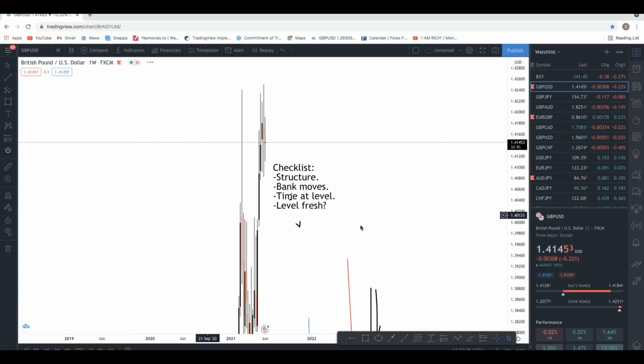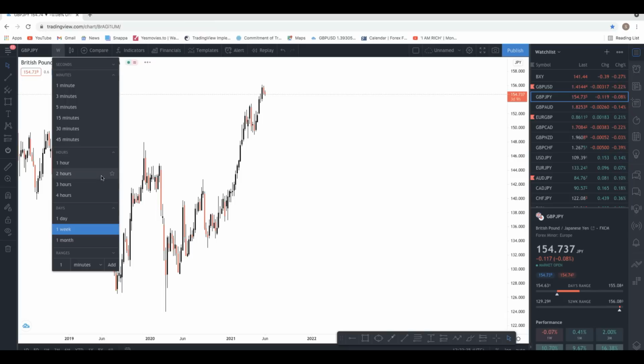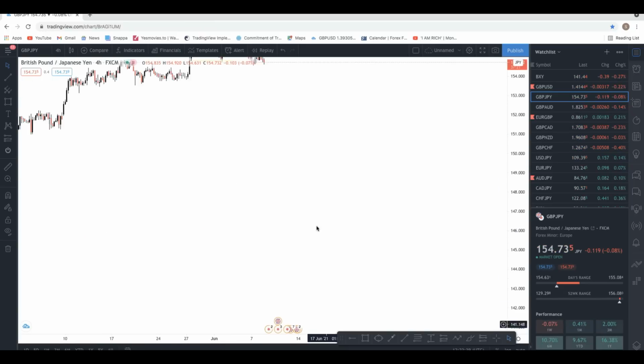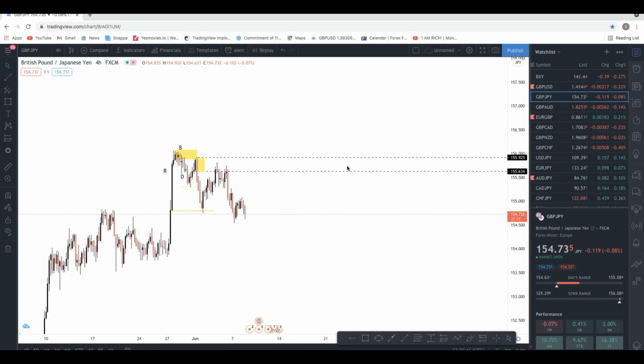So what do we look at now? Time at a level and the freshness of the level. If we go back to our example, what we are going to see is price did not really spend much time on this level right here.